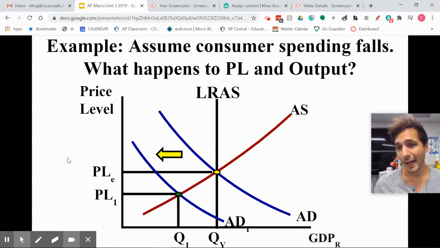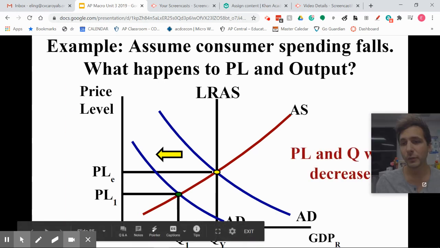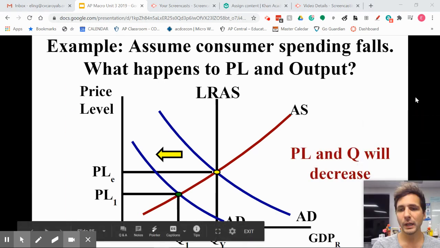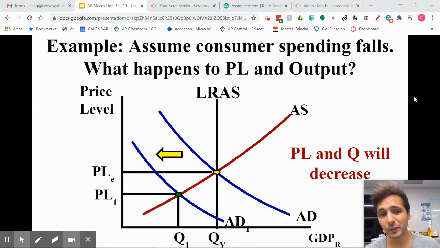So are we still at full employment? No, because we're no longer intersecting long run aggregate supply. We're below full employment. We're producing too little. Unemployment rates are going to rise and inflation rates are going to fall. So there you go. Price level and quantity will both decrease when aggregate demand shifts to the left, producing less than full employment GDP.